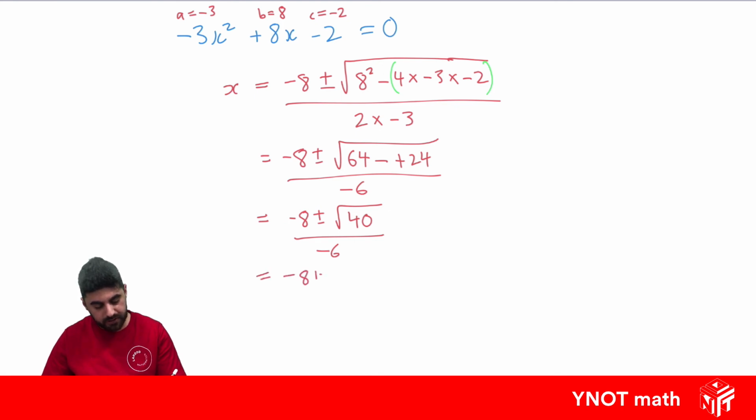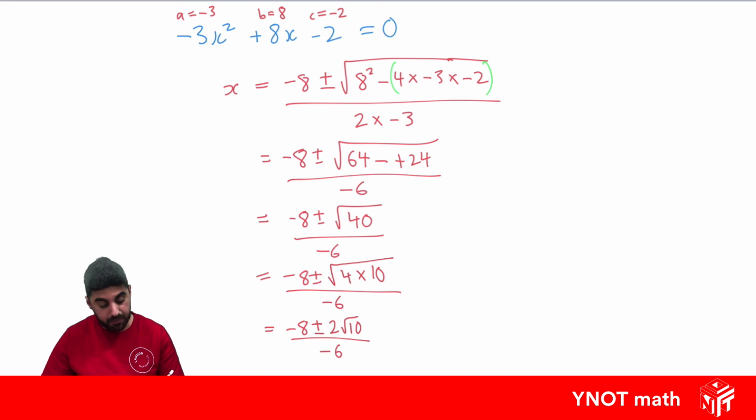So we're going to have minus 8 plus or minus, this surd can be simplified. So we're going to have root 4 times 10 all over minus 6. So minus 8 plus or minus 2 root 10 over minus 6. Now we can divide everything here by minus 2. So we're going to be left with 4 plus or minus root 10 over 3. So dividing everything by minus 2. So dividing this term by the minus doesn't change the fact that it's a plus or minus.